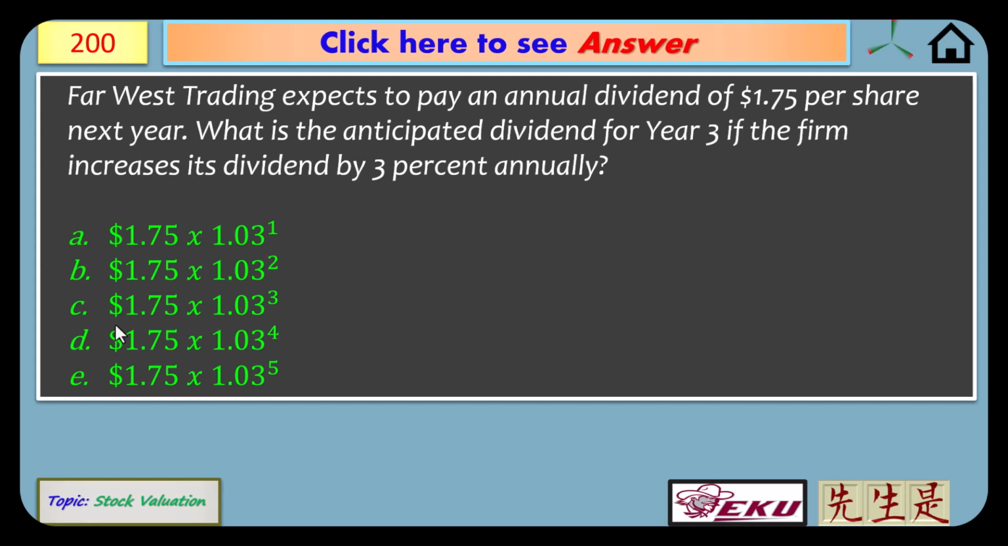What do you think, guys? The expected dividend next year is 175. Growth rate is 3%. So how would you calculate the expected dividend for year three? So basically, are you going to grow it for how many years? That's what it's asking.